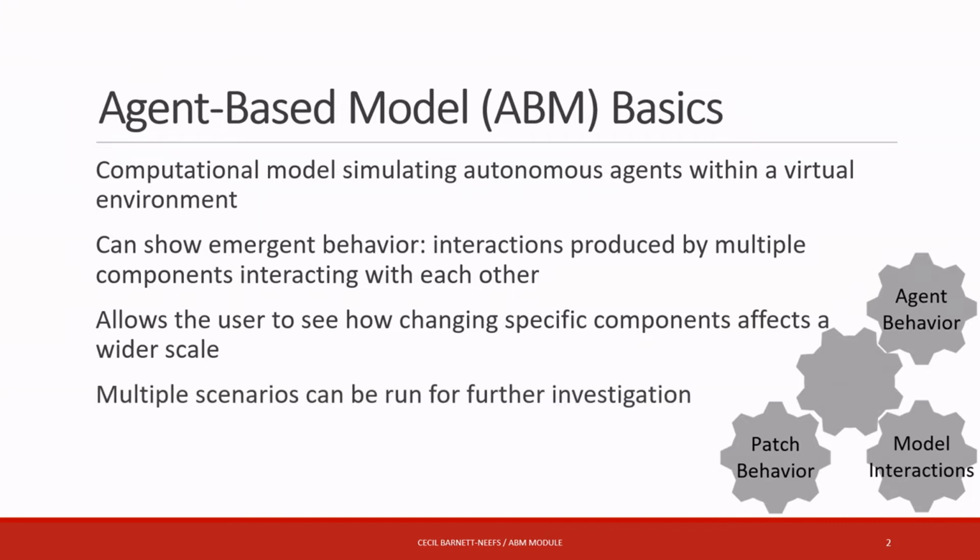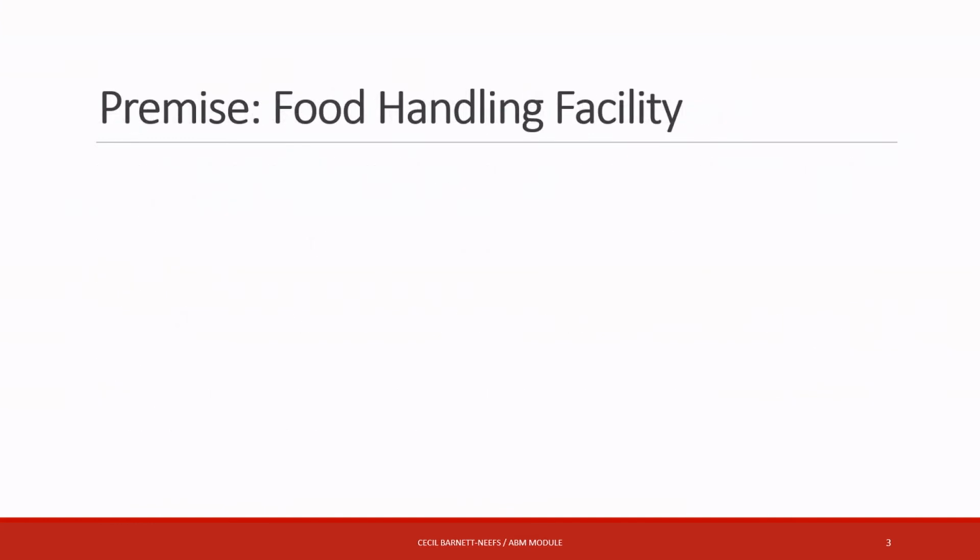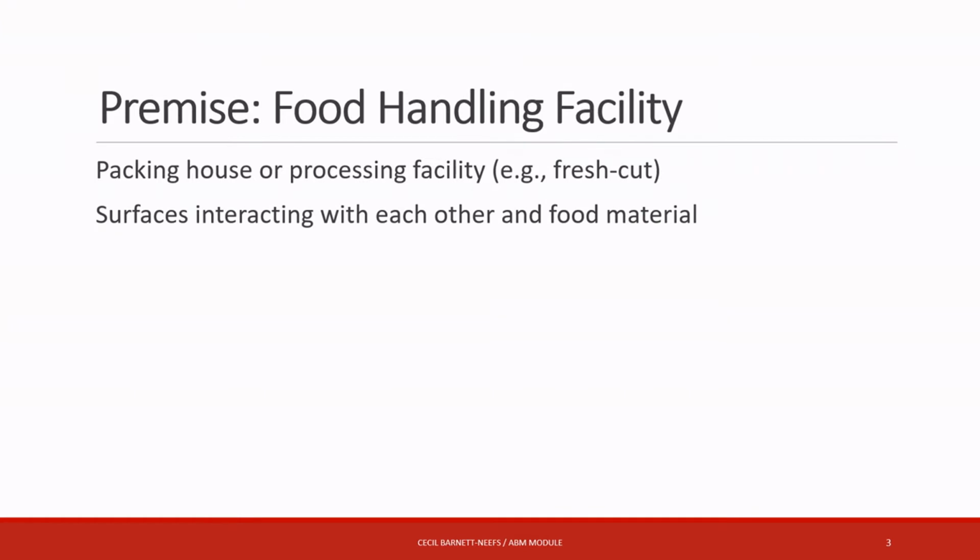A number of different scenarios can be run, allowing users to investigate different interventions, evaluate sampling methods, or in a non-food safety related setting, optimize productivity. To set the scene, say you have a food handling facility such as a packing house or a processing facility. Surfaces, such as equipment components or the hands of employees, may interact both with each other and with food material during normal operations by coming into direct or indirect contact with each other.